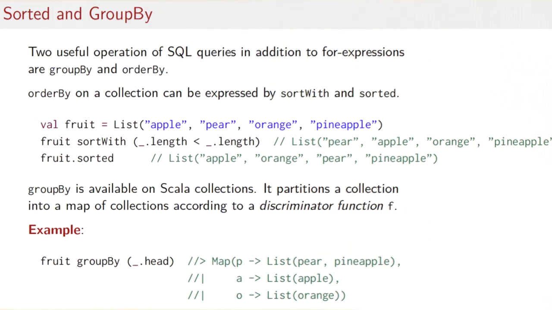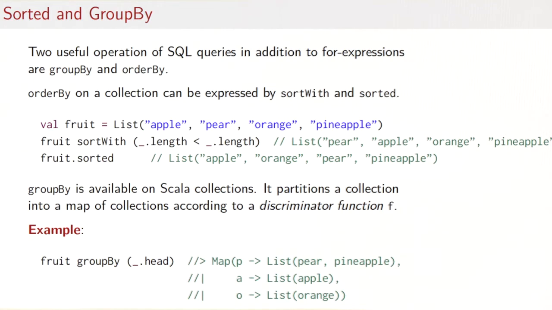The other operation I want to cover is group by, which is directly available on Scala collections. What it does is that it partitions a collection into a map of collections according to some discriminator function. That's best seen by an example. So let's take my fruit list and let's group it by head. So head would be the character that appears first in each of these strings.